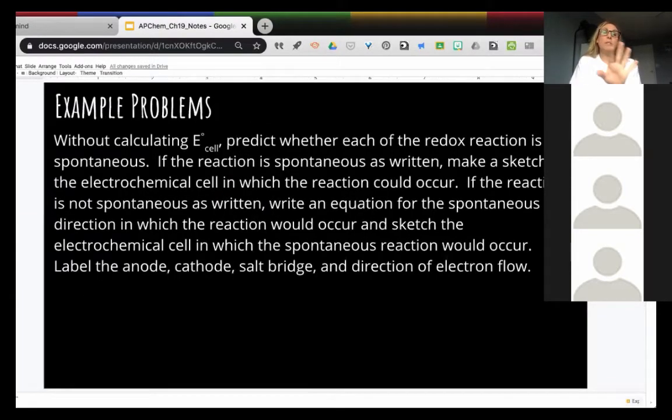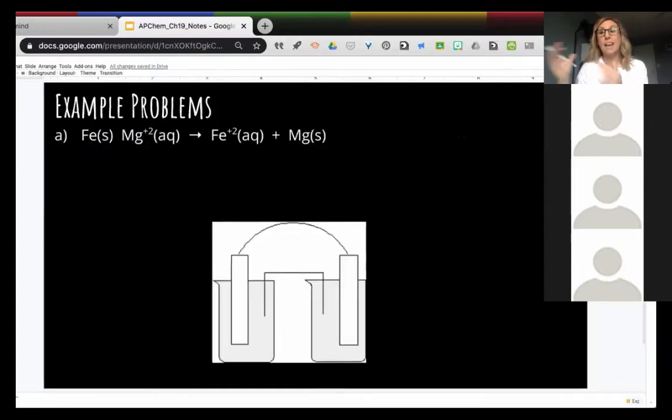Okay, this one sounds really confusing, so let's go ahead and do the first one. We're going to modify how we're doing this just a little bit. It says, predict which of these reactions is spontaneous, and if it is spontaneous, we're going to draw the cell for it. If it's not spontaneous, this is the part we're not going to do. We're not going to flip it around, because I think that's going to be too confusing the way we're having to do this. That's why we're going to do that other practice together, because that's a good, solid, straightforward practice so we know what we're doing.